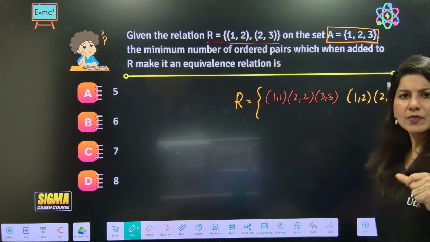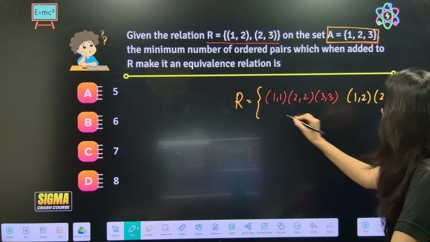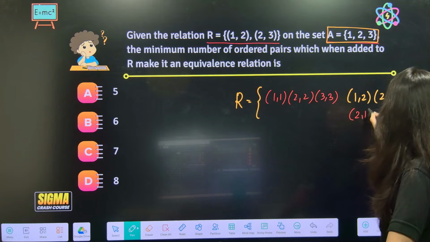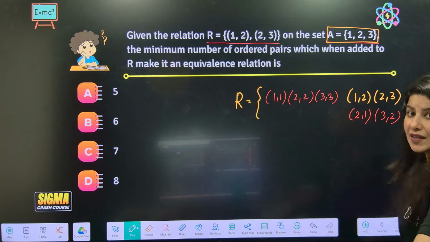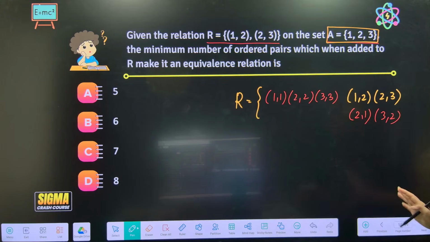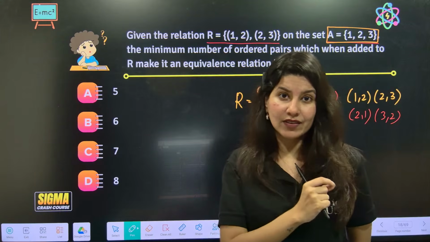Let's add something and make it symmetric also. So now this is, I think, sorted. 1 comma 2 is there, ma'am. Where is 2 comma 1? So 2 comma 1 and 3 comma 2 I am adding to make it symmetric as well. And now symmetric is also done. So now is the time that we should make it transitive.